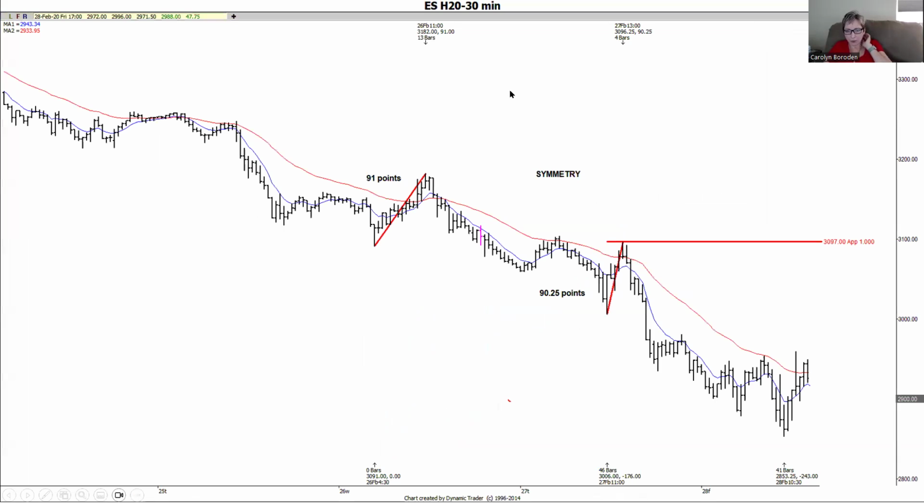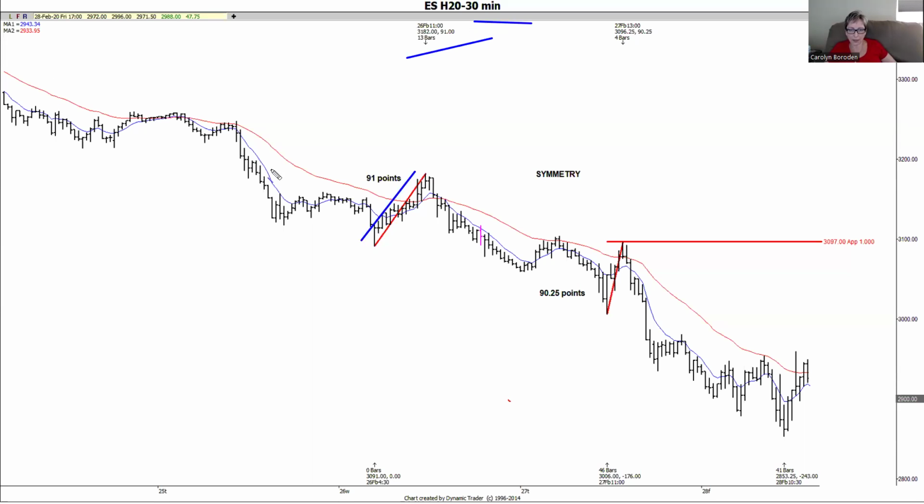Another example of a projection, a lot of times I'm using projections for symmetry. So symmetry, my definition is similarity or equality when comparing swings in the same direction, because sometimes they're exactly equal, okay? So here, for example, I'm looking at a prior low to high that was 91 points in the S&P futures on a 30-minute chart.